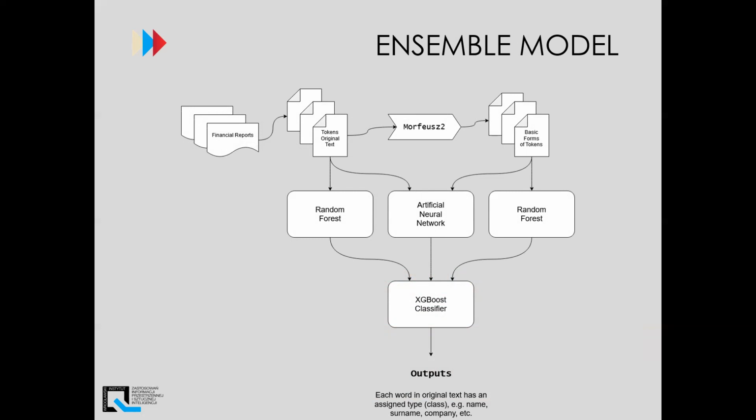We also implemented two random forests. One of them was used to process vectors of words in their original forms, while the other one in their basic forms. Random forests and artificial neural network were so-called weak learners, while XGBoost was a meta model. We have also tested a configuration where another random forest was used instead of XGBoost.